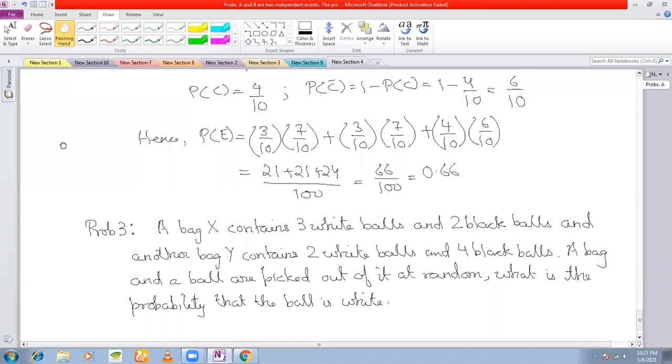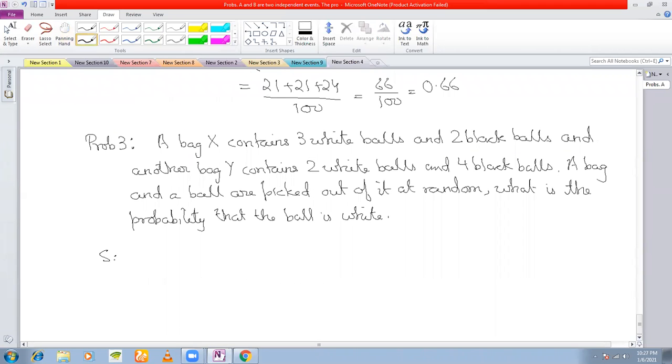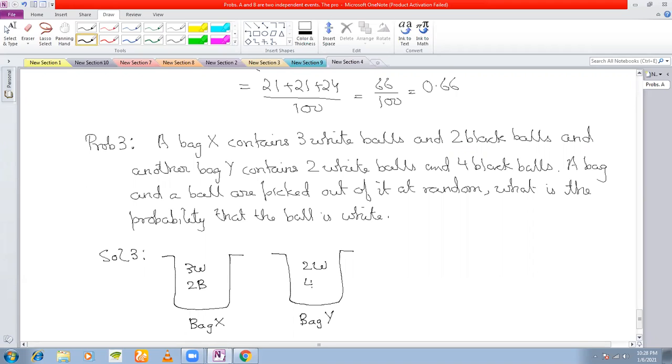Okay, solution. Now see here, there are 2 bags. Okay, let's draw the bags. This is your bag X, and this is your bag Y. Bag X contains 3 white and 2 black balls. Bag Y contains how many? 4 black. Okay.